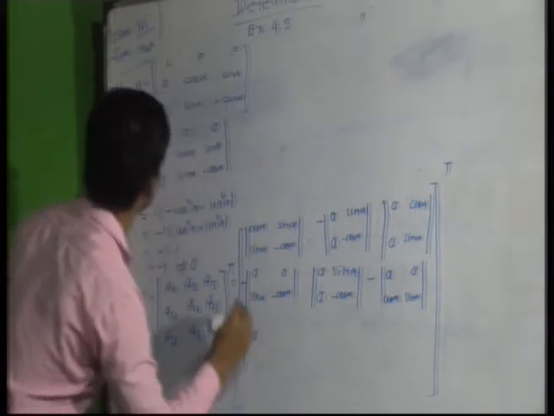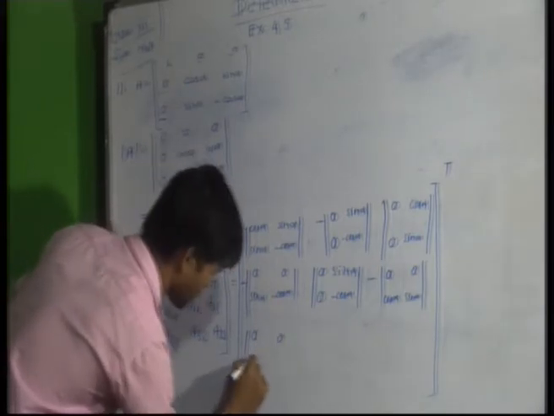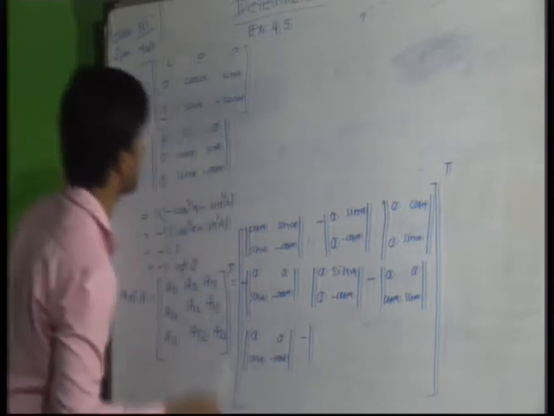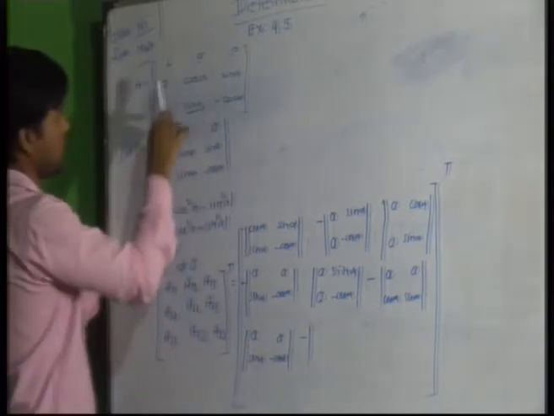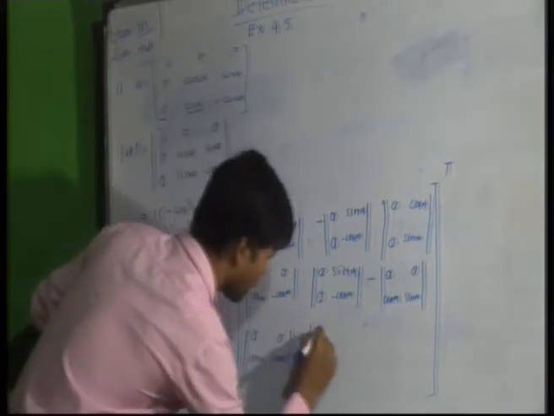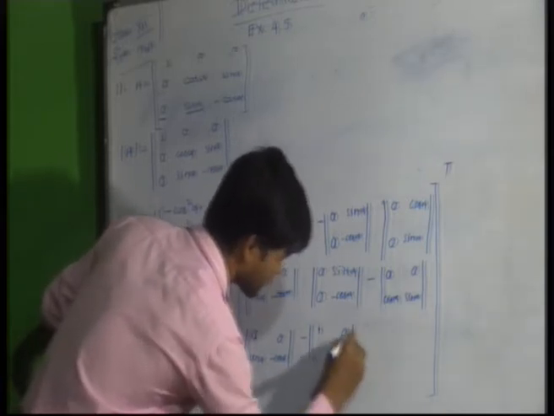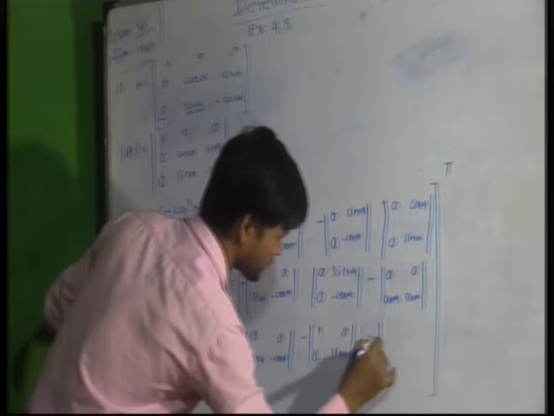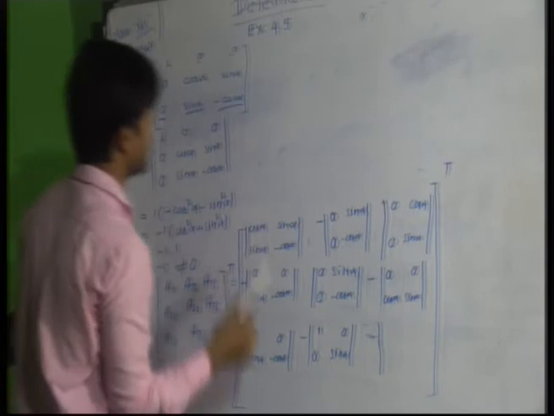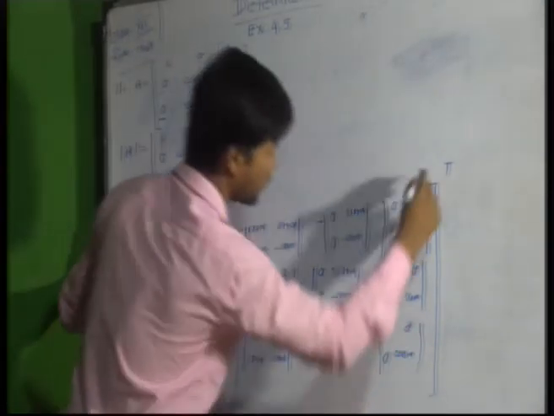0 0 sin alpha minus cos alpha. Sin alpha minus cos alpha, minus. Corresponding to this element, 1 0 0 sin alpha, minus, plus. Okay, corresponding to this element, 1 0 0 cos alpha, and whole transpose.